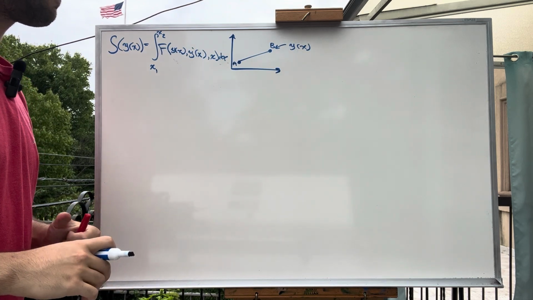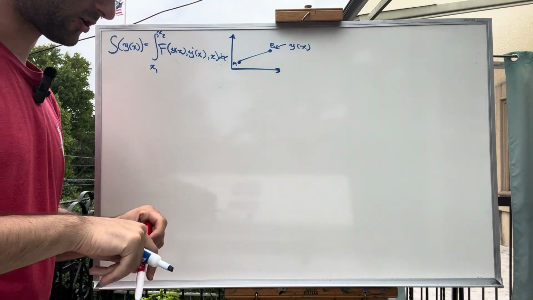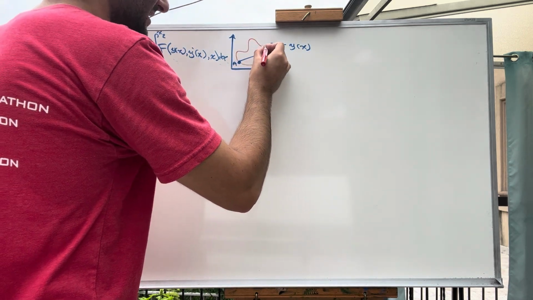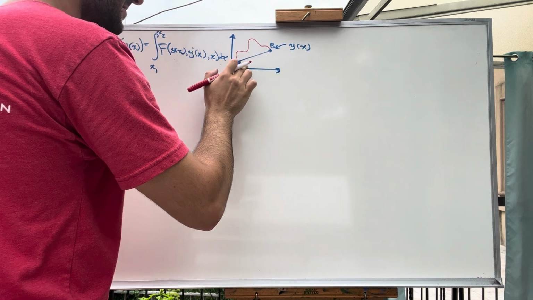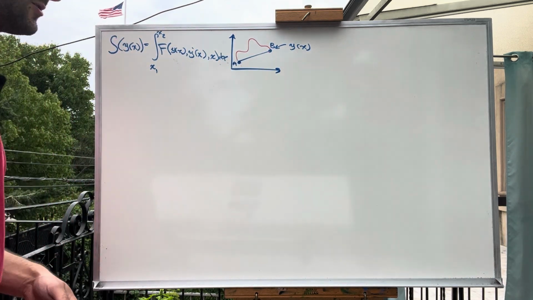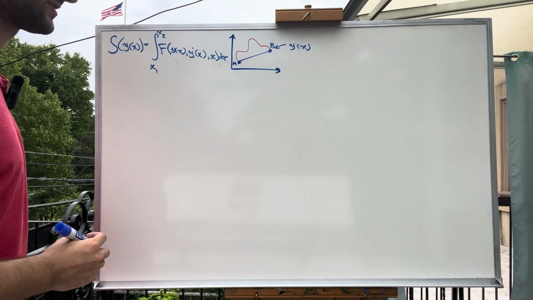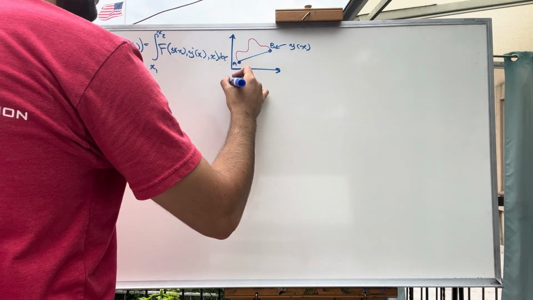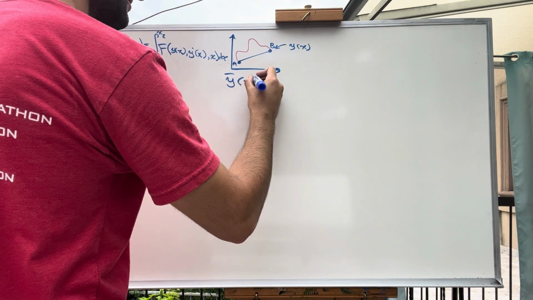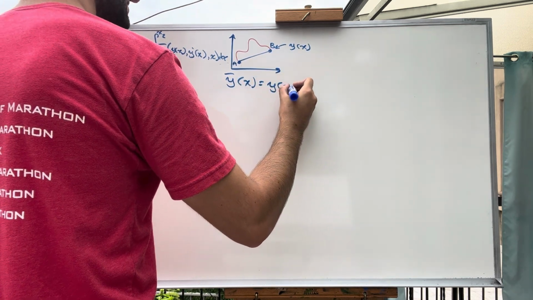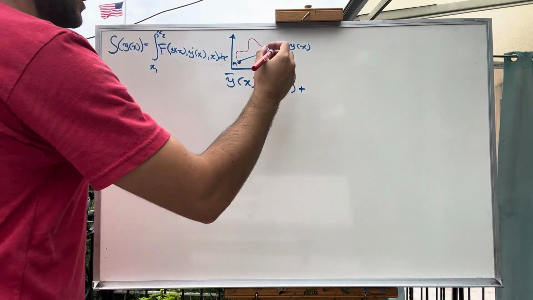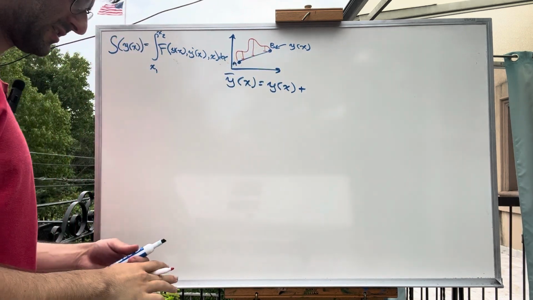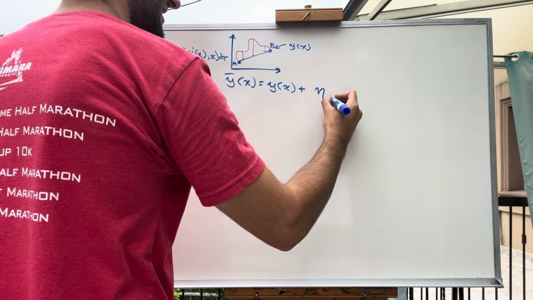And now we can come up with a function that represents any and all curves from point A to B. Could be this curve, could be this curve, it doesn't matter. An infinite amount of possibilities. We could represent all functions connecting A to B as y bar of x. And we can write it as y of x plus some extra distance, wherever it may be. We'll call that extra distance eta of x.